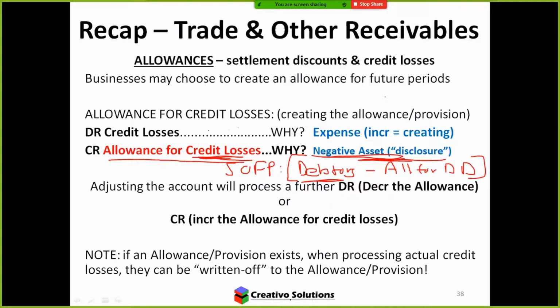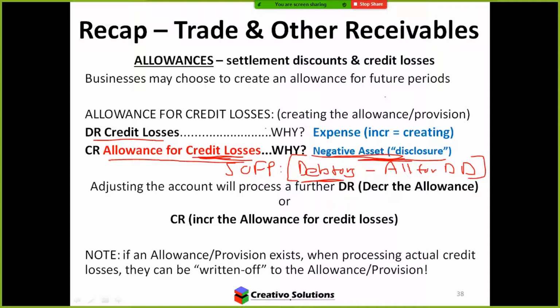Okay, then you debit the credit losses. Why? Because you're creating an expense. You're recording the expected bad debt. You're telling the user, this is what we expect. We're showing debtors, but we're showing the correct amount of debtors. We're providing for debtors that may not pay based on past experience.